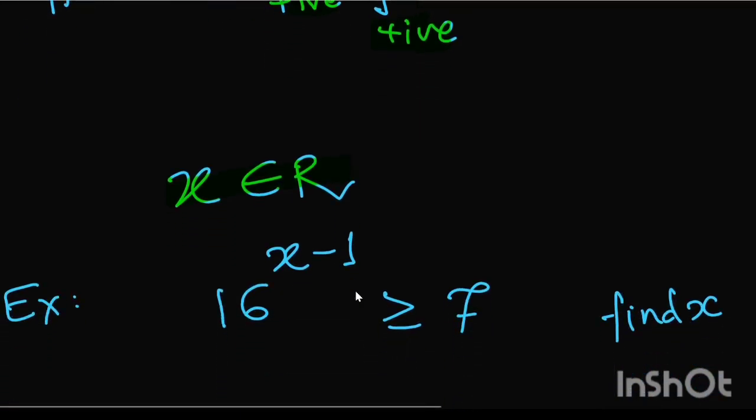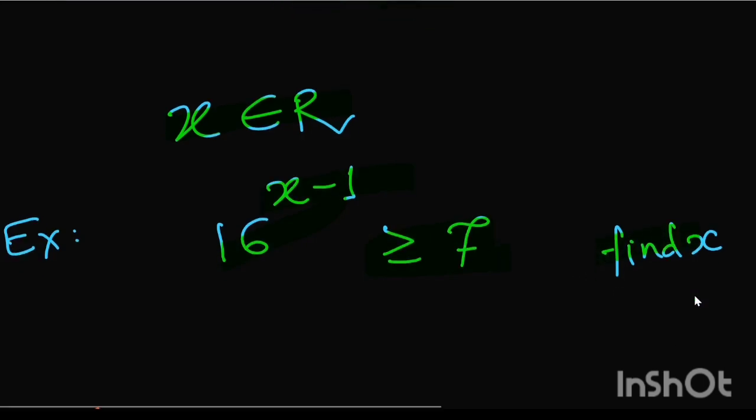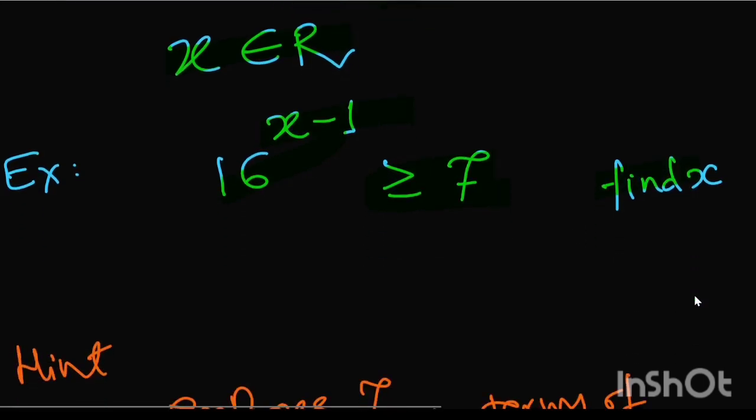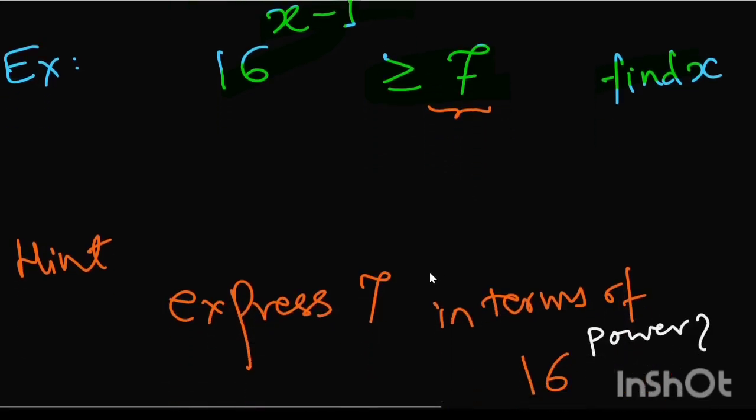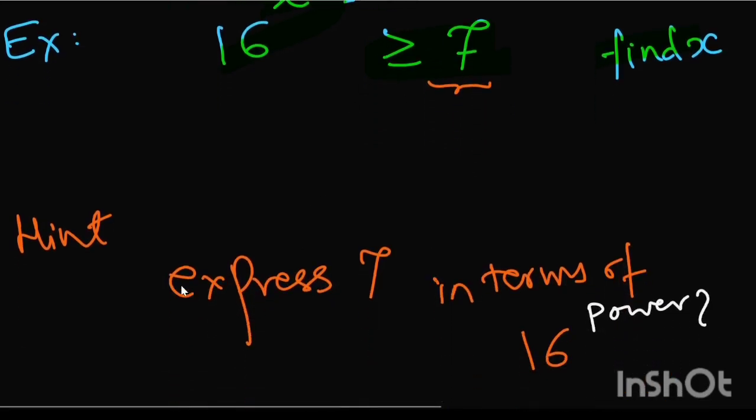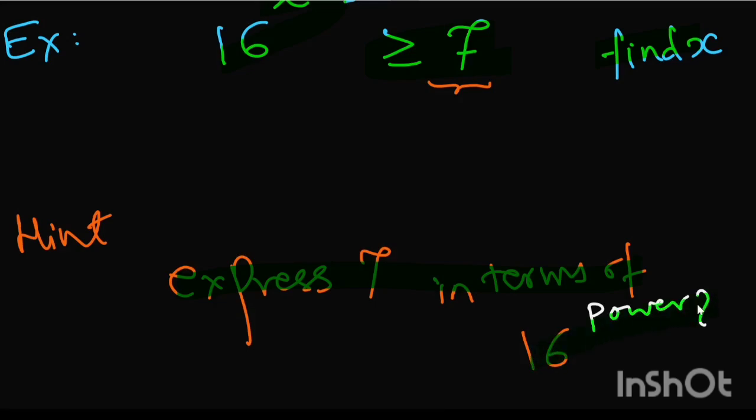Let's take this example now, guys. 16 to the power x minus 1 greater than or equal to 7. Find x. So guys, here we have 16, so again we will think of expressing 7 in terms of a power of 16, which is the hint of the question. Now how can we express 7 as a power of 16?